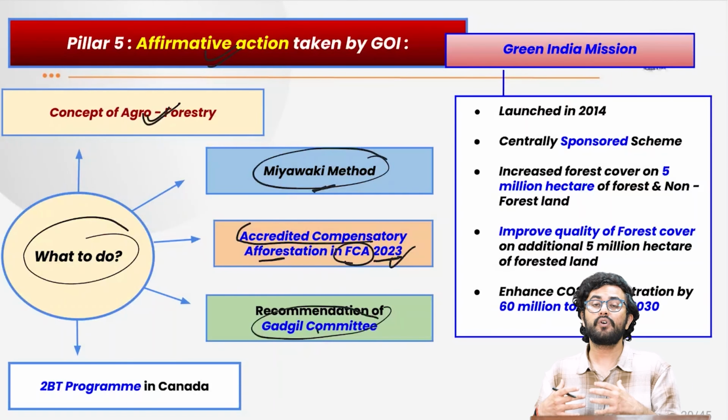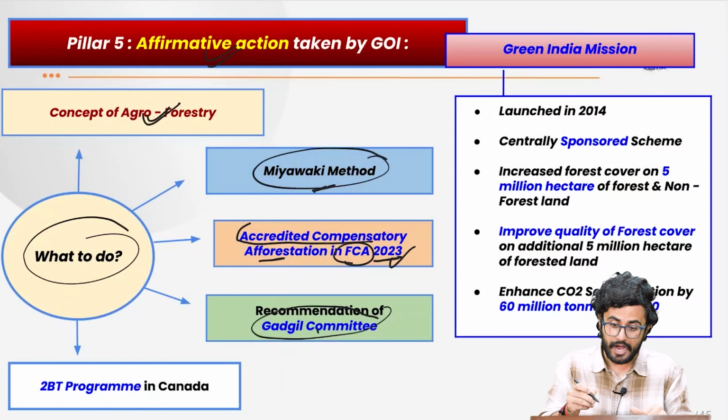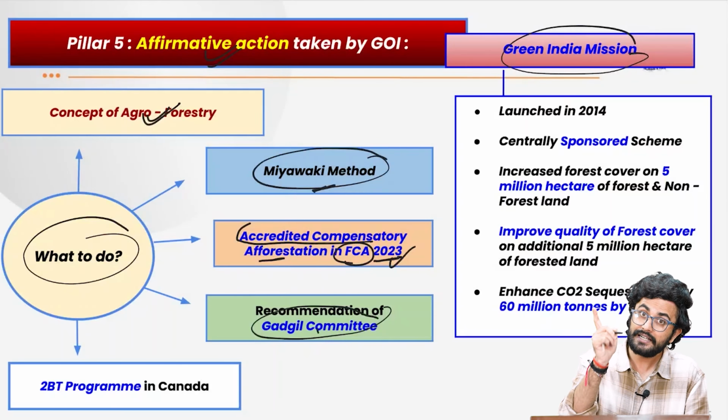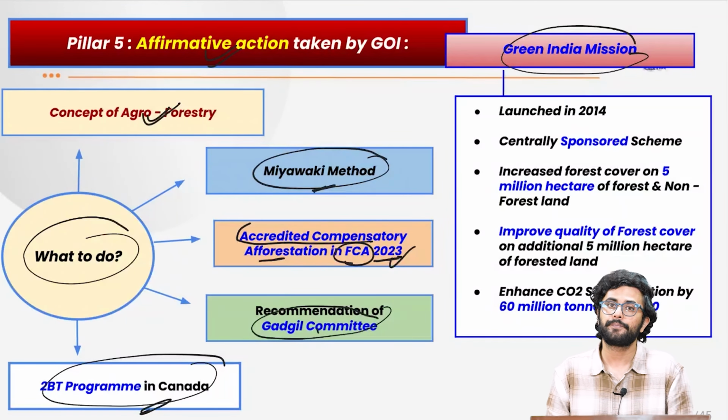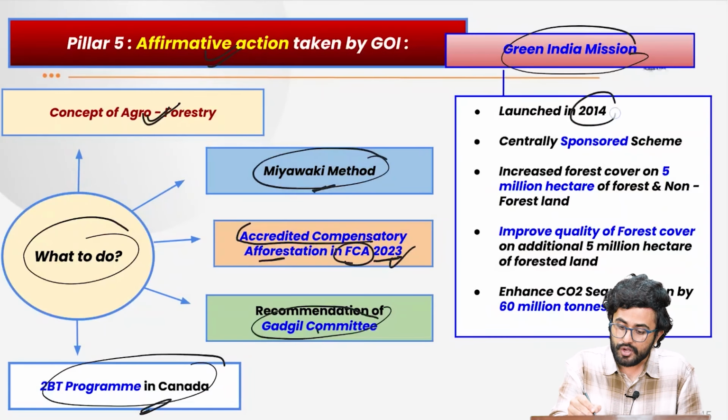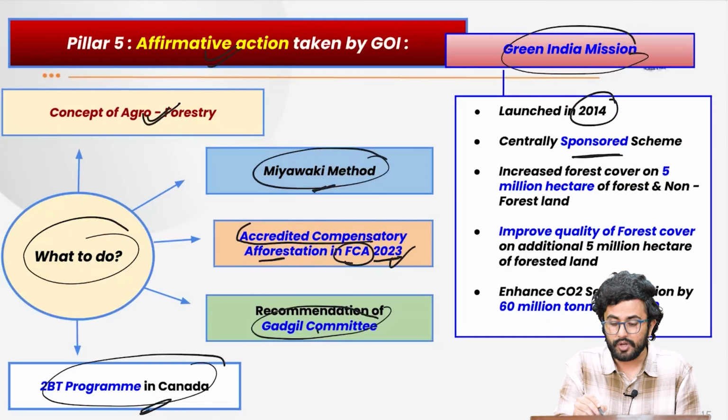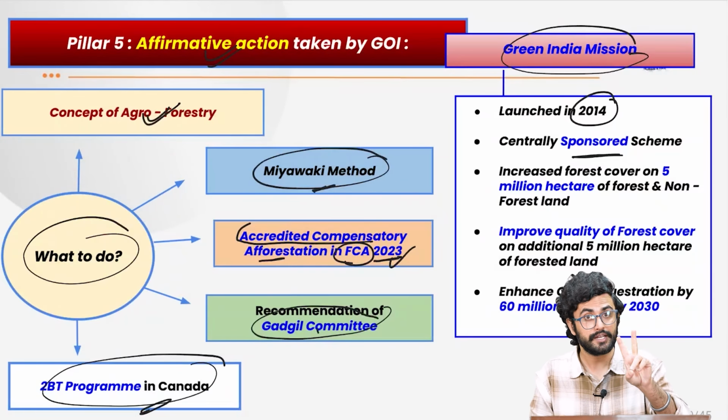Then we can actually go for mass forestation under the Green India Mission, following the template of 2 billion trees which are being cultivated in Canada. The Green India Mission, which was launched in 2014, is a centrally sponsored scheme, where it has two major aims. Keep this in mind.